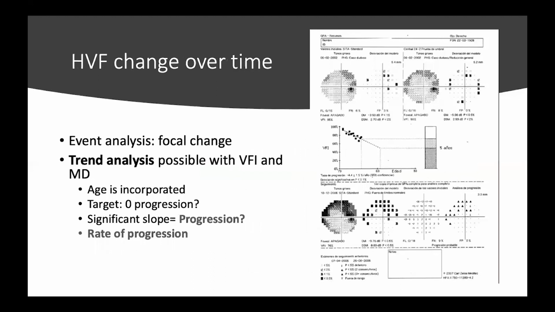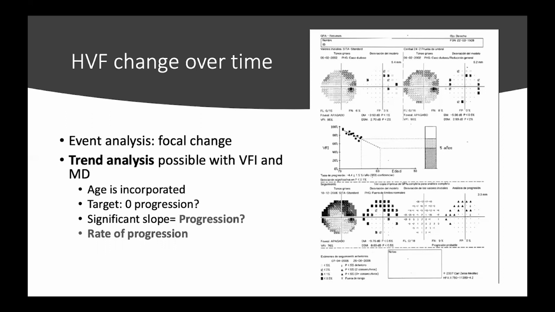As I said, trend analysis is the one I think is more important, but we also have event analysis that will help us with focal change. And now with the current software, we can do trends with the visual field index and also with the mean deviation of the Humphrey visual field. Remember that in this analysis, age is always incorporated. So if we want to have zero progression, we want a flat curve, no slope.